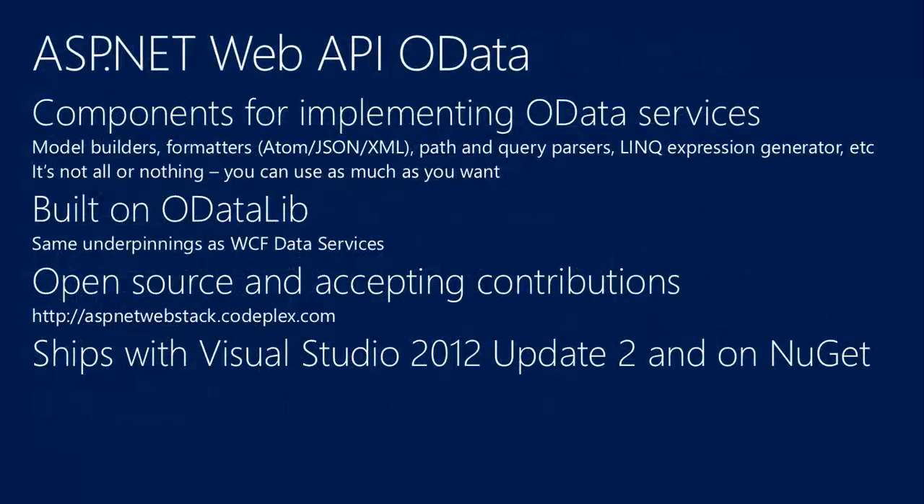So what is ASP.NET Web API OData? It is a set of components that we've added to the framework for implementing OData services. And I want to really emphasize that word, components. It's not an all or nothing deal. I think a lot of times there's been some reaction to OData that it almost brings too much to the table. You get too much stuff.